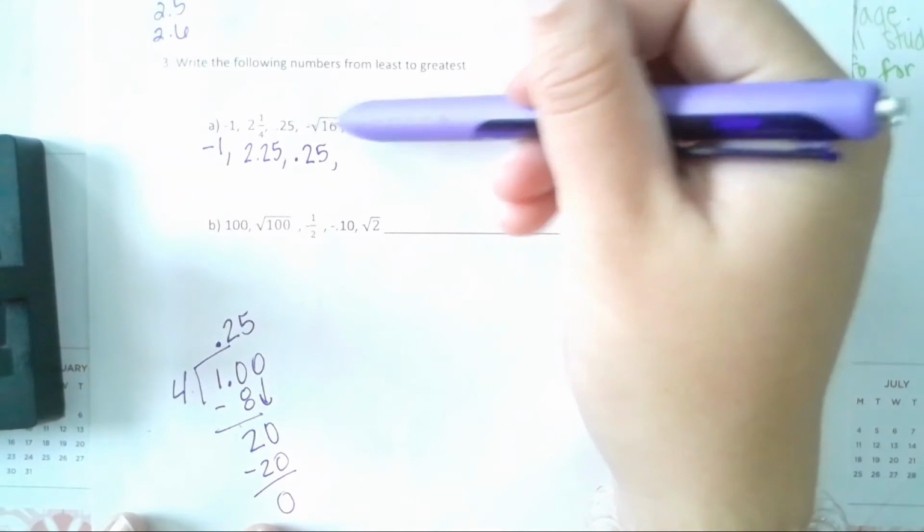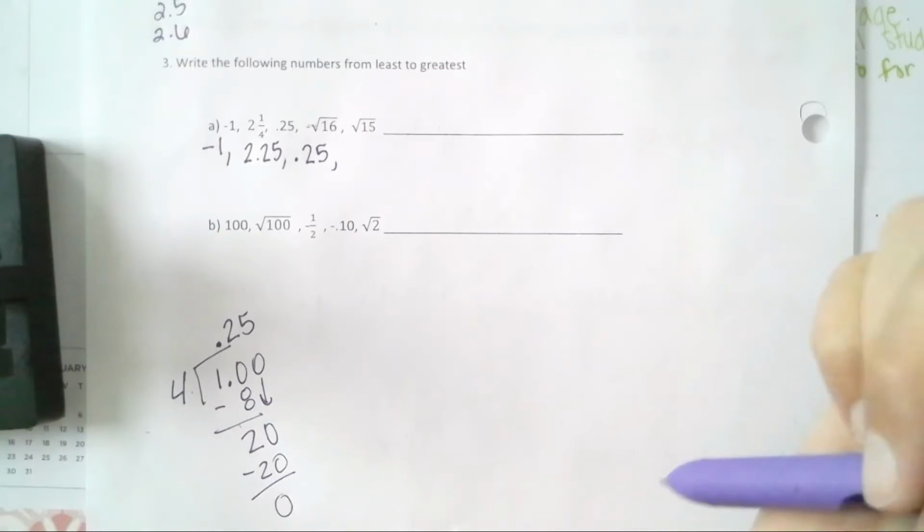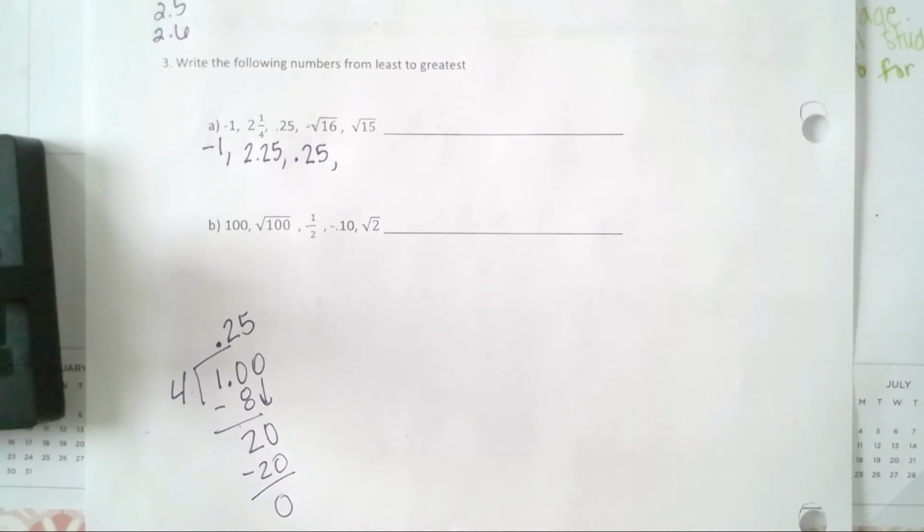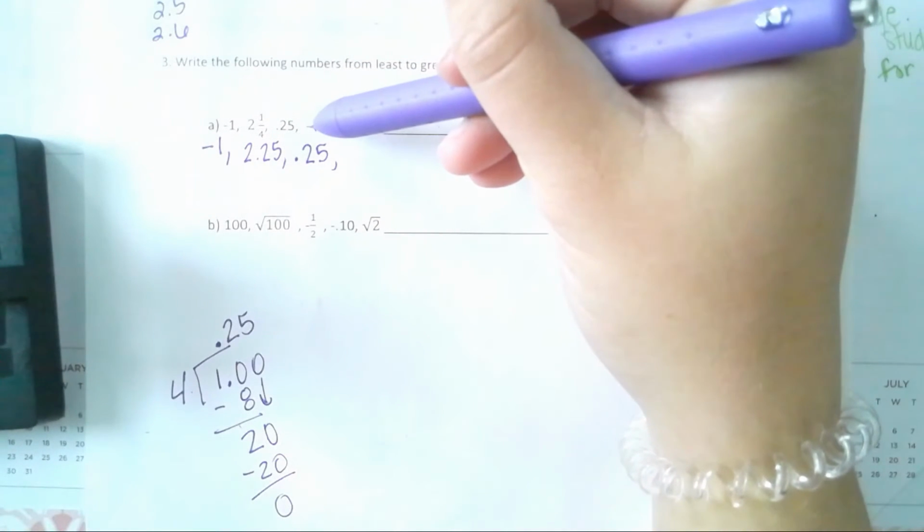Next one is negative square root of 16. So is the square root of 16 a perfect square root? Is there any number times itself that would give us 16? And hopefully you guys are thinking yes, because the number 4 is. And then since there's that negative sign out front, instead of it being a positive 4, it's just going to be a negative 4.